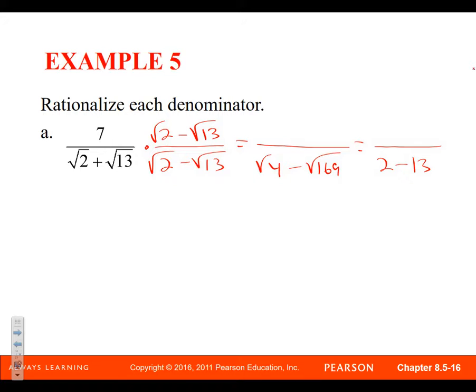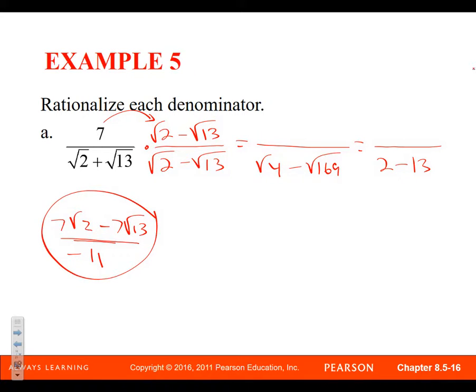And then all we have to do is clean up the top. So if my denominator in this case is a negative 11, I'm worrying about the top now. Let's see here. I'm going to have to distribute. So 7 times the radical 2. So 7 radical 2. And then 7 times that radical 13 is negative 7 radical 13. I can't really do much with that, so it's good to go.